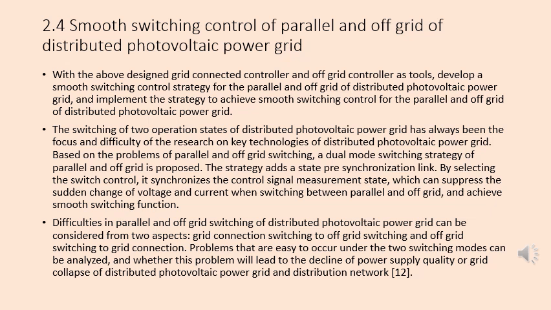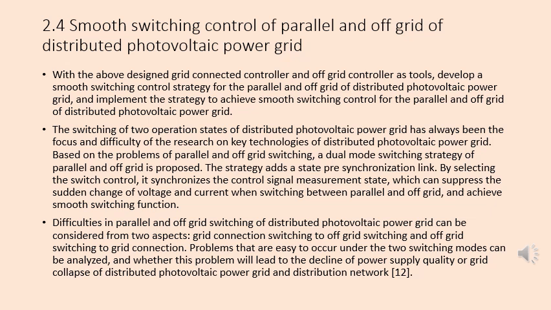2.4 Smooth switching control of parallel and off-grid of distributed photovoltaic power grid. With the above-designed grid-connected controller and off-grid controller as tools, develop a smooth switching control strategy for the parallel and off-grid of distributed photovoltaic power grid, and implement the strategy to achieve smooth switching control for the parallel and off-grid of distributed photovoltaic power grid. The switching of two operation states of distributed photovoltaic power grid has always been the focus and difficulty of the research on key technologies of distributed photovoltaic power grid.